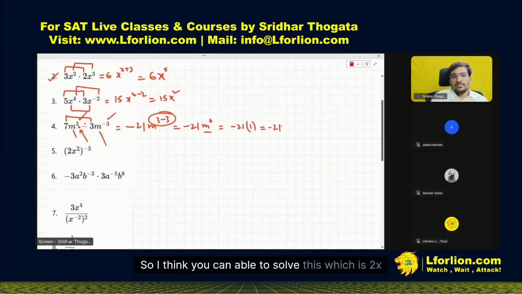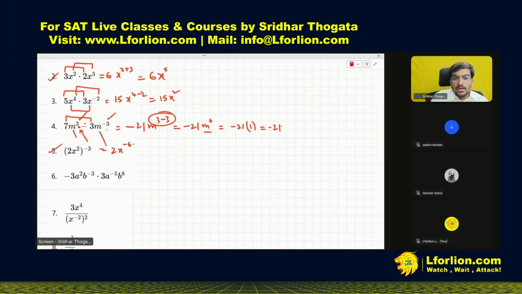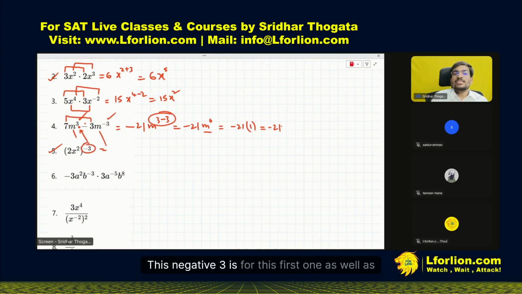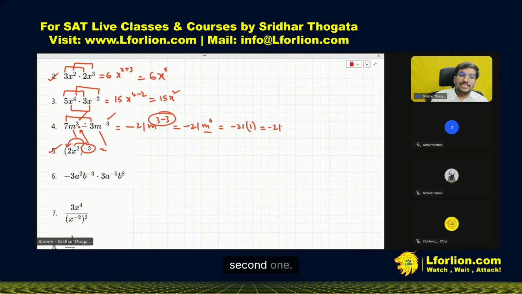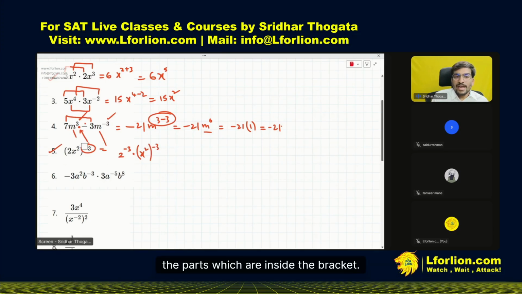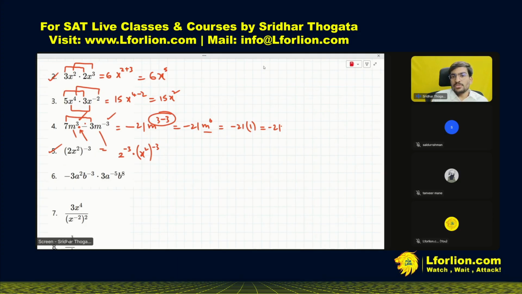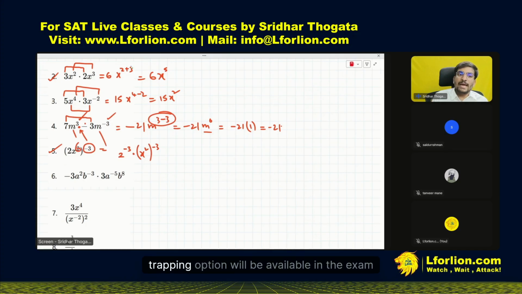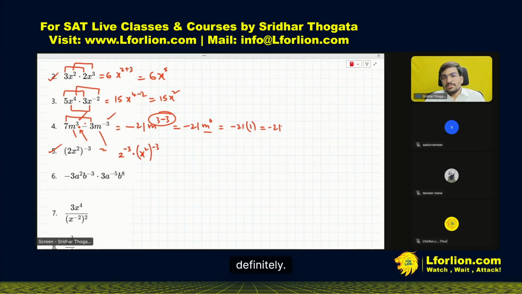So I think you can solve this, which is 2x raised to the power of negative 6. Right? No. Be careful. This negative 3 is for the first one as well as the second one. So that is 2 raised to the power of negative 3, x power 2 whole raised to the power negative 3. I'm splitting into the parts which are inside the bracket. Be careful. They are going to give options with just negative 6 here. That trapping option will be available in the exam, definitely. So be careful. You have to apply it to both parts inside.